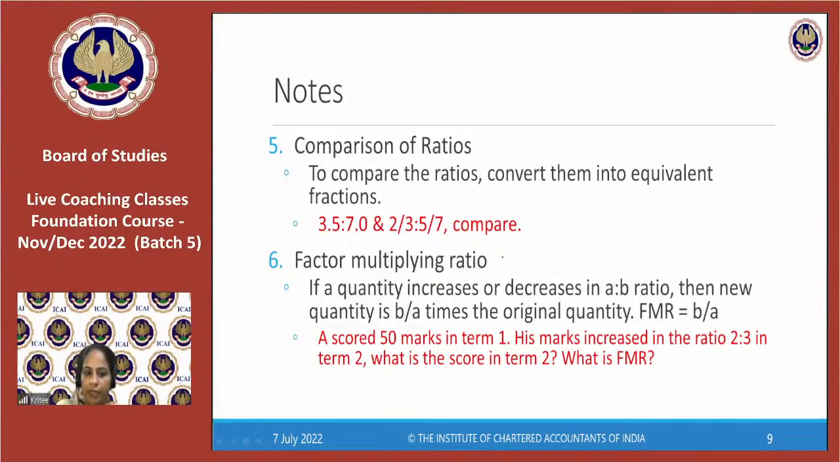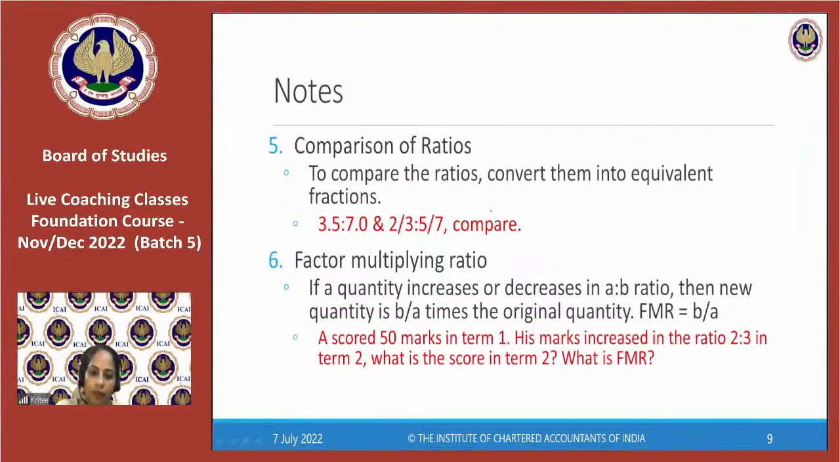Factor multiplying ratio says if one of your quantities is increasing or decreasing in some ratio. If a quantity increases or decreases in a certain ratio, then what would be the new quantity as compared to the older one? So the ratio of the new quantity with that of the older one gives you the factor multiplying ratio. I know it sounds quite confusing, but I'll tell you.